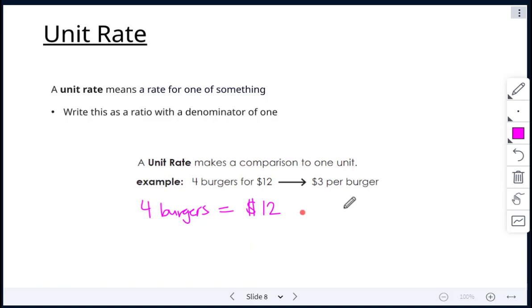The same thing if I wrote that as $12 for 4 burgers. What's the cost of 1 burger? All right, so we want to get to the unit rate. Same method. 12 times 1 divided by 4, which gives us $3. So that's the unit rate, $3 for one burger.